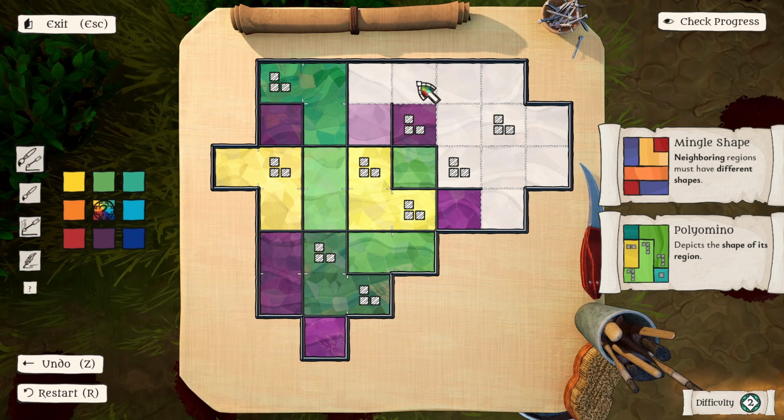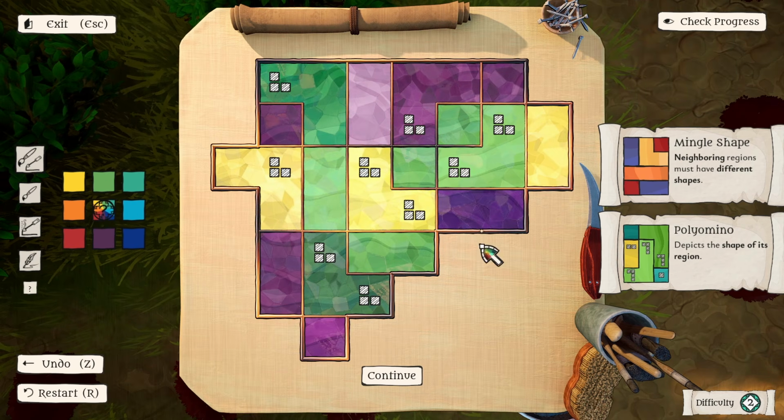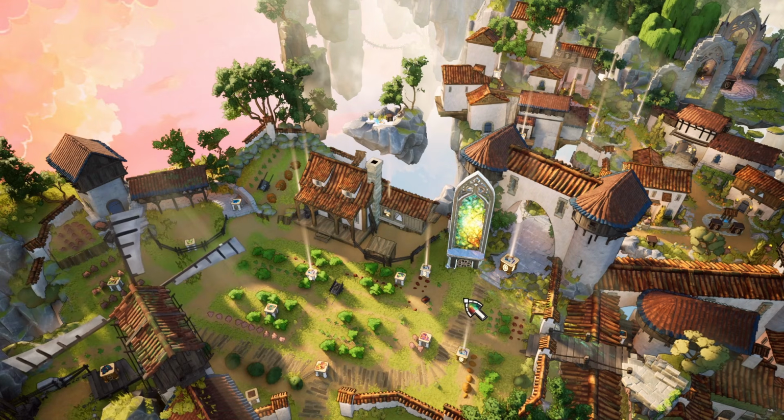If this one comes up here and does that, okay. This one can do that. Yeah, okay, that works. This does that, this does that. There you go. Everything came together.